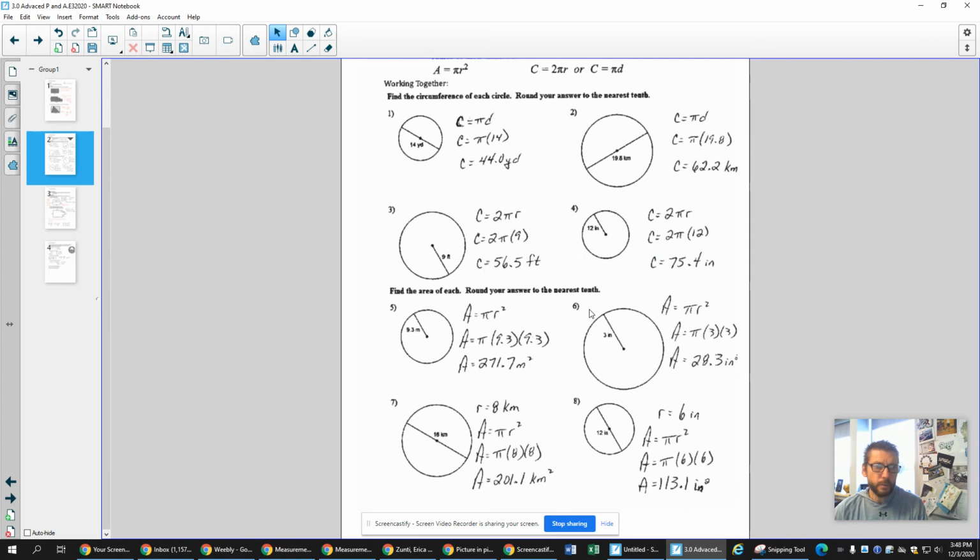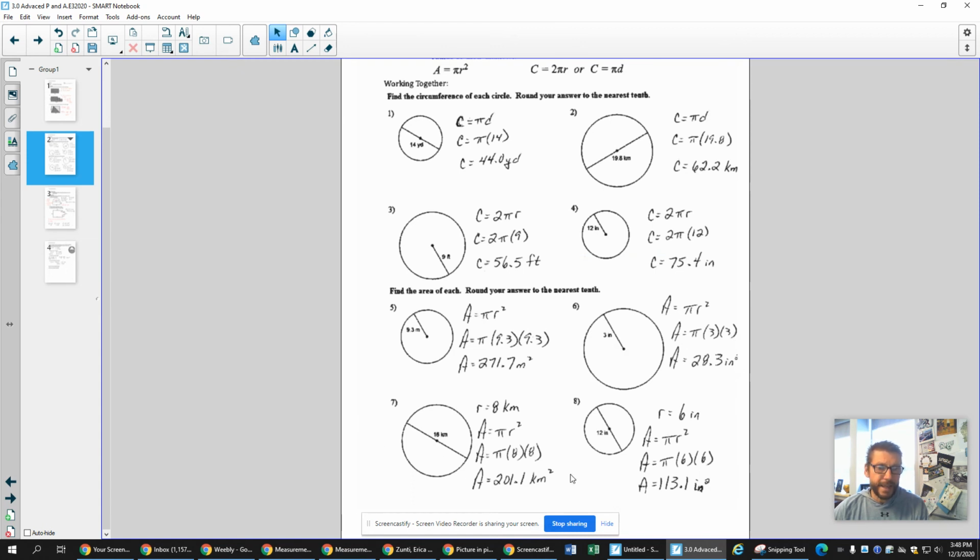Then for area, the formula changes. It's pi r squared. So in the first question, I'm given a radius of 9.3. I like to write it out as pi times 9.3 times 9.3. It just reminds me that squaring is multiplying by itself. And again, I'm using the pi button on my calculator. I'm not using 3.14. And then I'm rounding to 1 decimal place. Question 6, the radius is 3, pi times 3 times 3.